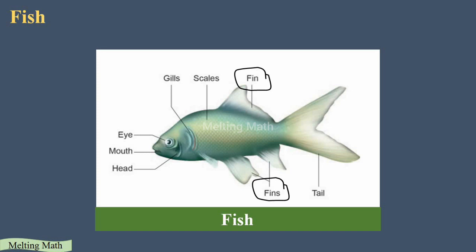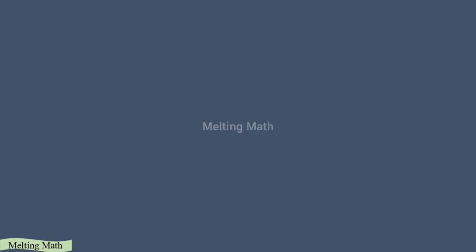Finally, the fish has a long tail. You can see one tail at the end of the fish's body. It helps the fish to change direction and keeps the fish body balanced in the water. These are the special organs which occur only in the fish to survive and live in the water. That's why we call it adaptation. Next we are going to see about the lizard.